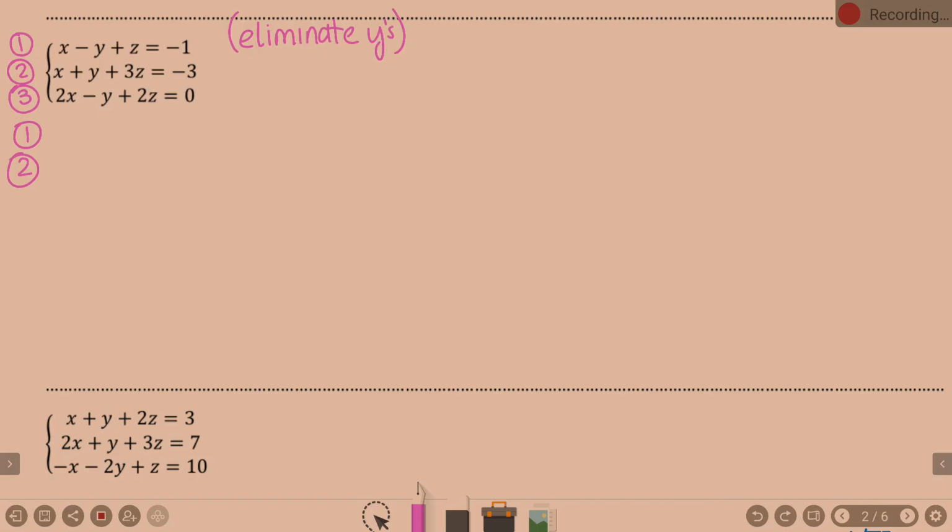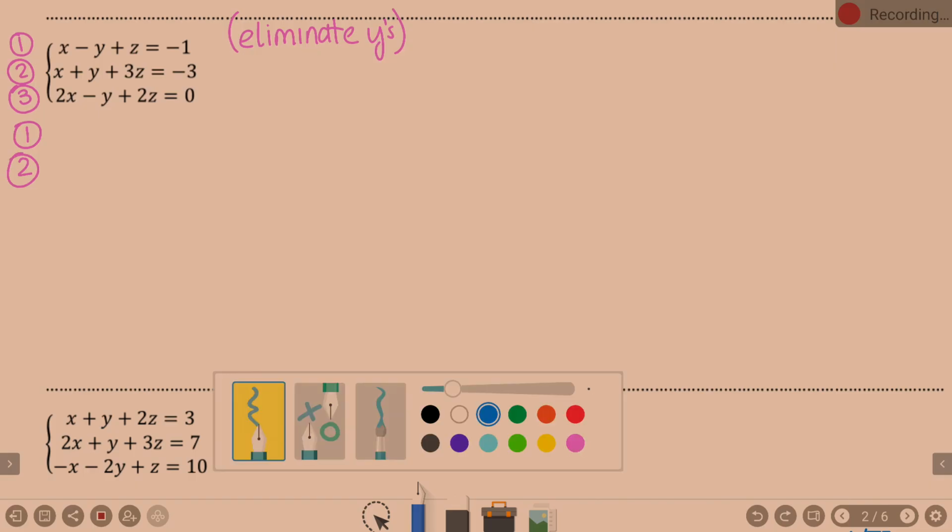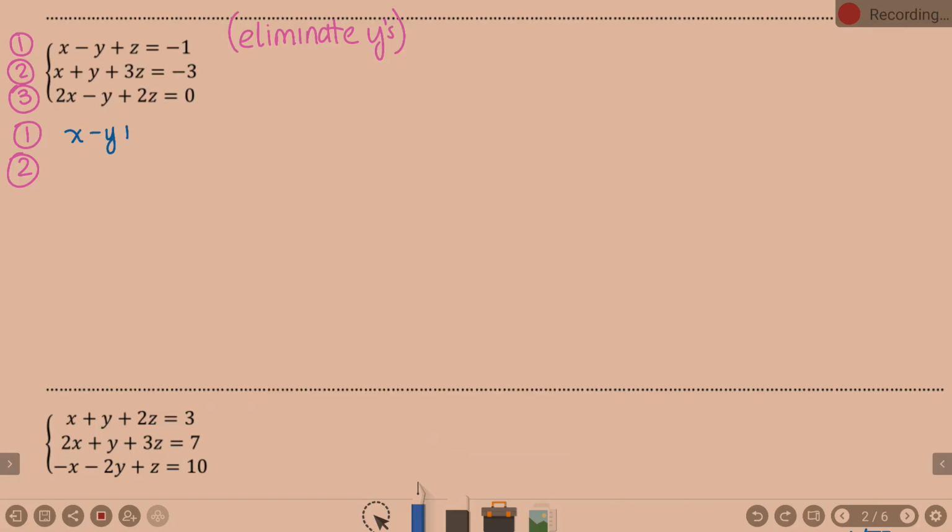x minus y plus z equals -1. x plus y plus 3z equals -3. Trying to eliminate y's, what do you notice about their signs? They are opposite, yes? You've got a plus and a minus, so let's add our equations.